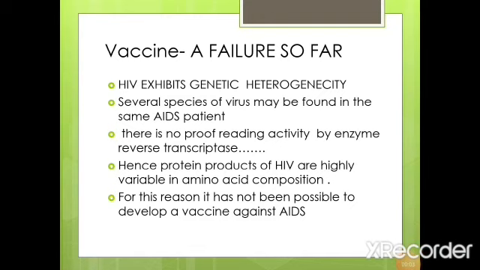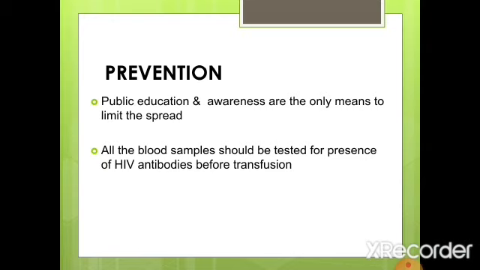HIV exhibits genetic heterogeneity. So several species of virus may be found in the same AIDS patient, and there is no proofreading activity by the enzyme reverse transcriptase. So the protein products of HIV are highly variable in amino acid composition. For this reason, it has not been possible to develop a vaccine against AIDS. Prevention includes public education and awareness. And all blood samples should be tested for the presence of HIV antibodies before transfusion. Thank you.